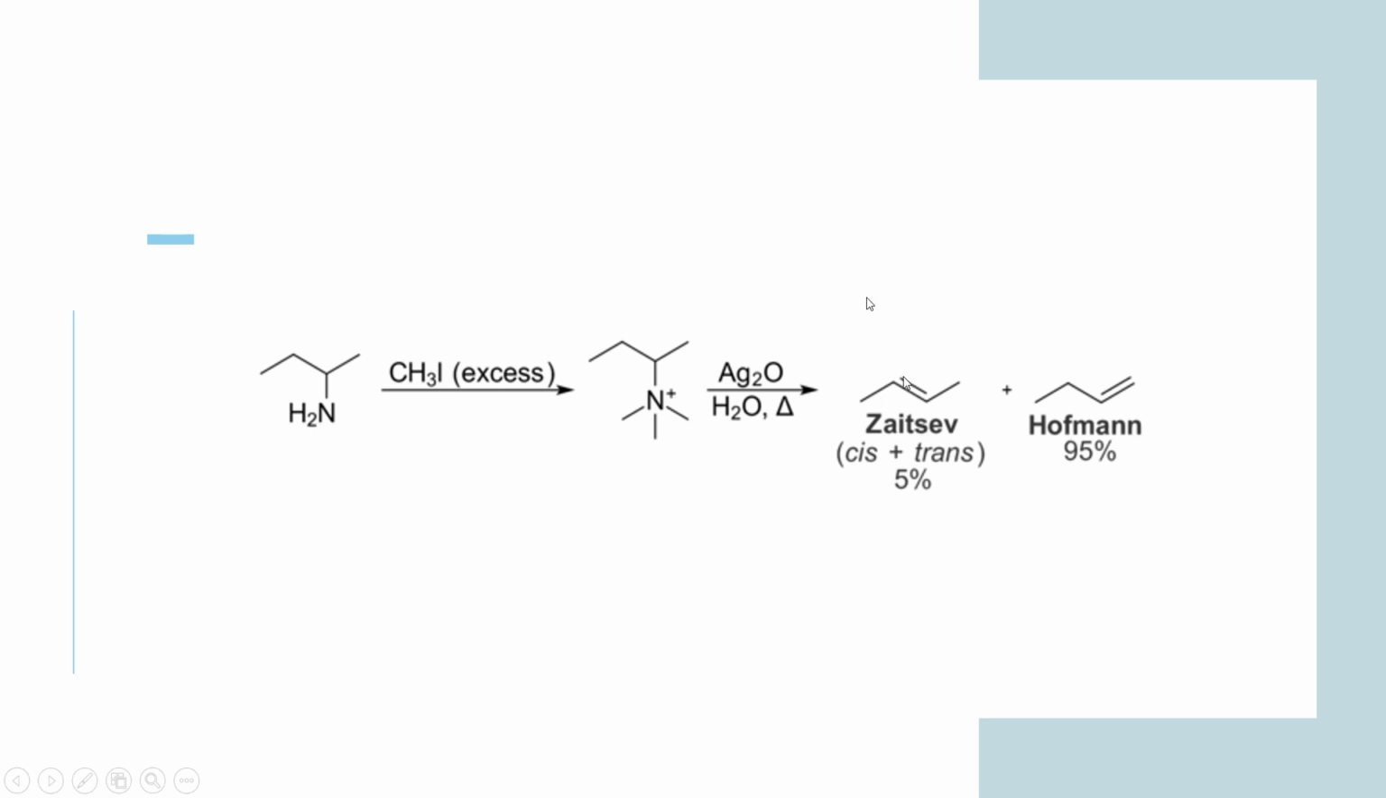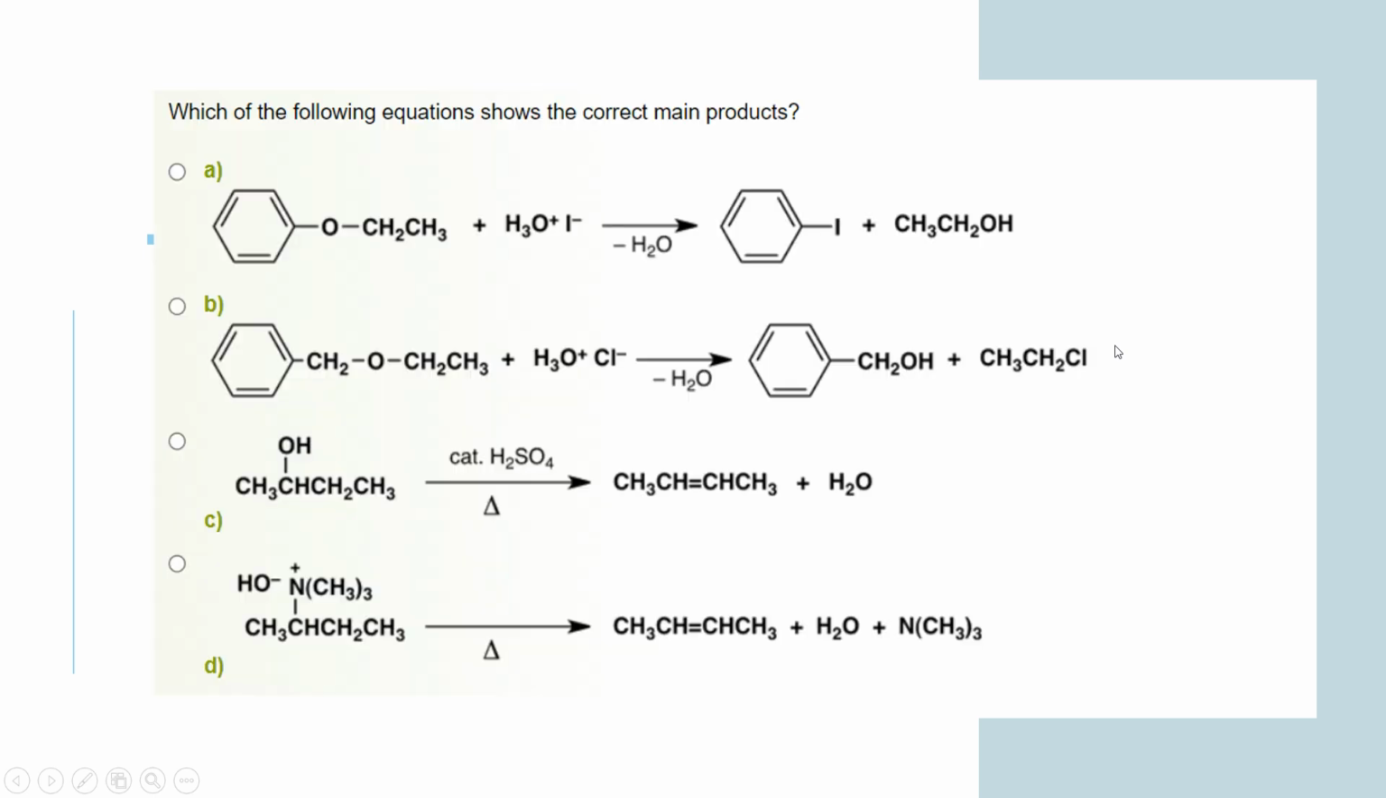This is the Saytzeff product, where you get the most substituted alkene, and this is the Hofmann product, where you get the least substituted. And in this case, where you have a sterically bulky group to be eliminated, you get the Hofmann product as the major product. So in the options given, are we given the Hofmann product? No.